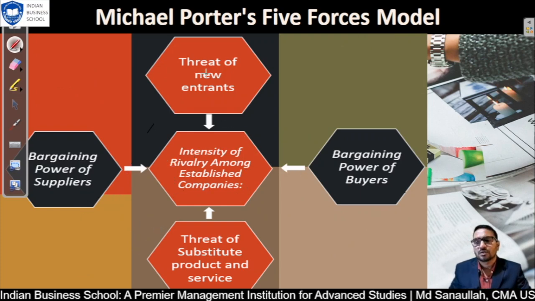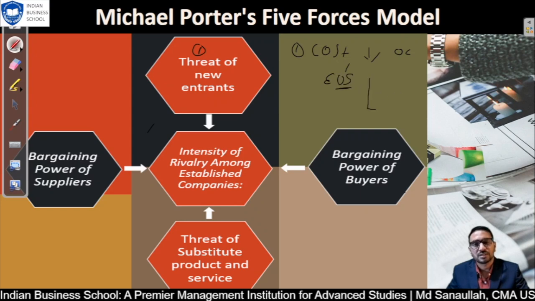Okay, so let's talk about the first point, threat of new entrants. For that I will tell you how you can get over this first point from new entrants. First of all, you can work on cost. You can reduce your cost and supply the product at an optimum cost. Okay, how can you achieve this? You can achieve this through economy of scale. So how will you achieve this?